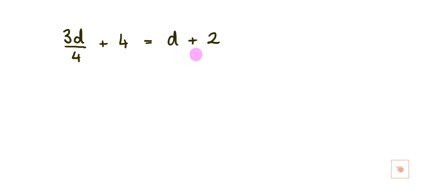But let's have a look. Holden said subtract 4. So let's do that. What does it become? 3D divided by 4 equals D minus 2, because we subtracted 2.